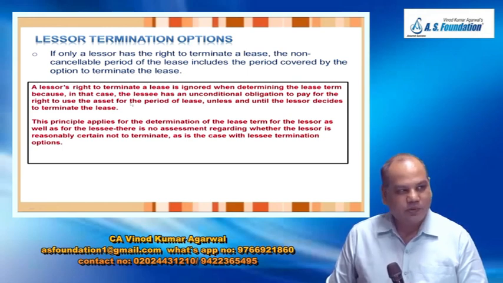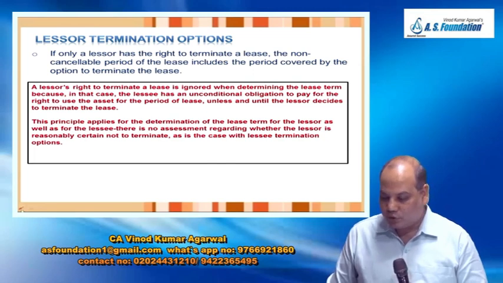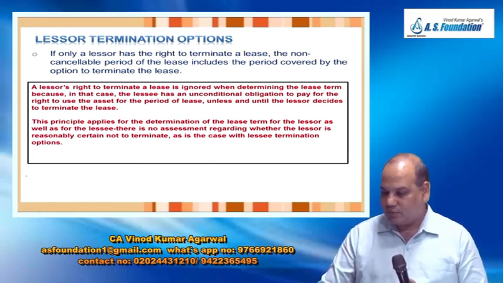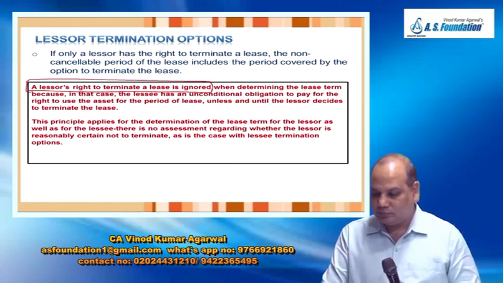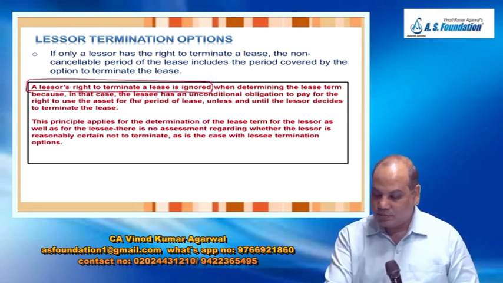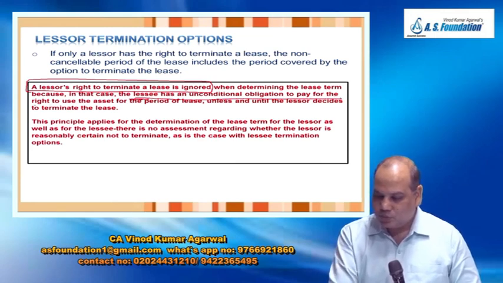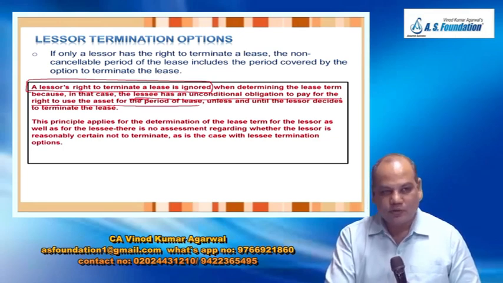And then why they have given this justification here. A lessor's right to terminate a lease is ignored. Underline. Afterwards, when you solve a numerical question, then check who has the right to terminate. If lessor has a right to terminate, ignore when determining the lease term, because in that case the lessee has an unconditional obligation to pay for the right to use the asset for the period of lease.